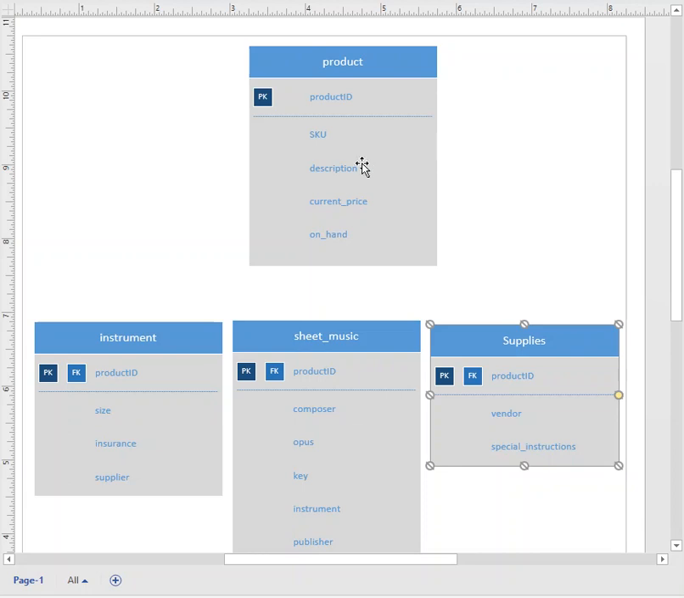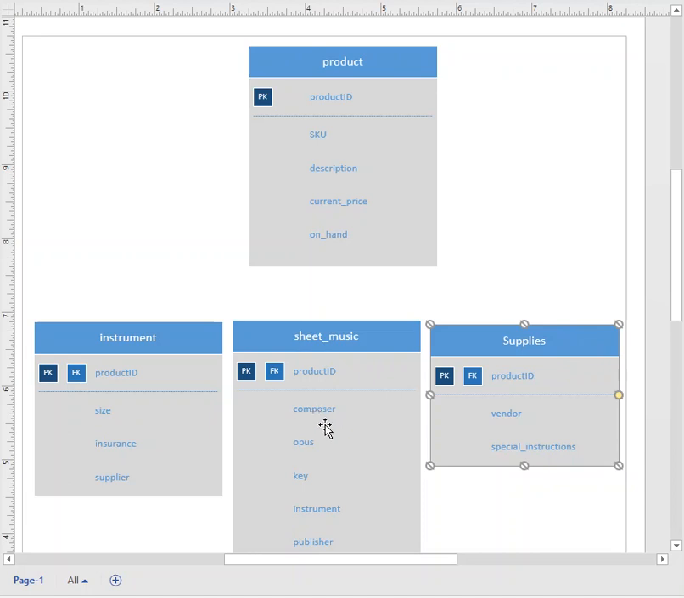But then again, if I wanted to have more specific information about the product like before, let's take a look at sheet music, for example. I might want to store the composer, the opus, what key it's written in, what instrument it was written in, the publisher, things like that. And those things would not apply to the instruments that I'm selling. The guitar does not have an opus, and supplies don't have composers.